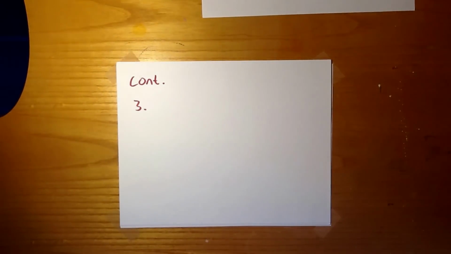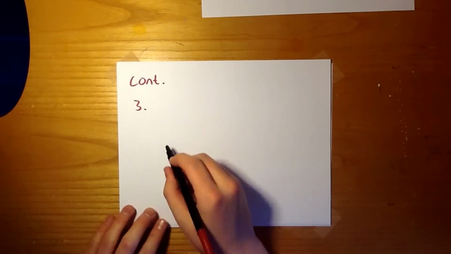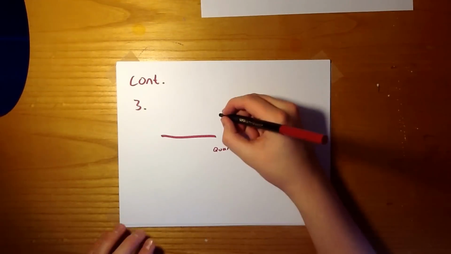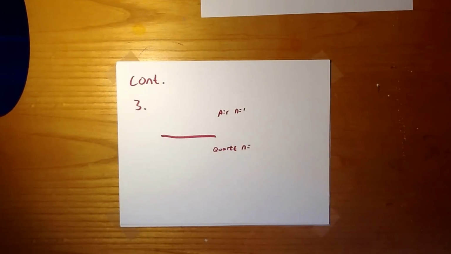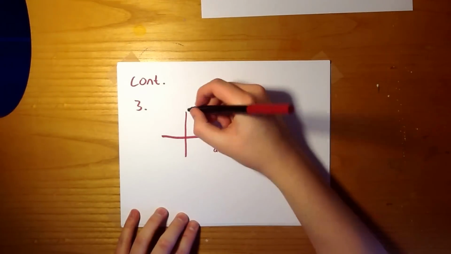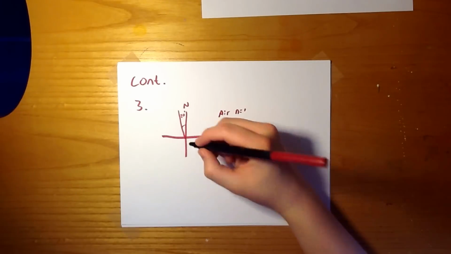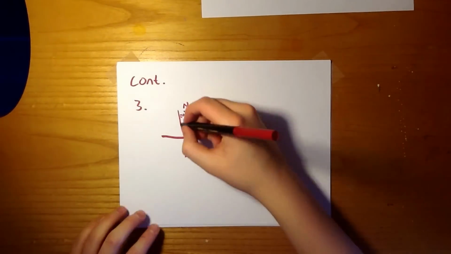Now we don't just have to solve for the angle of refraction, we can also solve for the n value if needed. So let's take problem number 3 here. They give you both the angle of incidence and the angle of refraction, and they want you to solve for the n value of quartz. So we're just going to draw our angle of incidence here, which is 30 degrees, and draw our angle of refraction, which is 20 degrees.